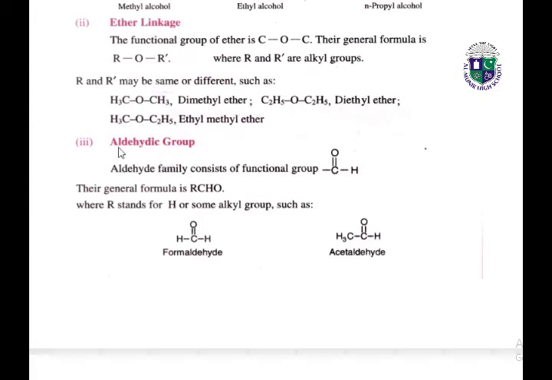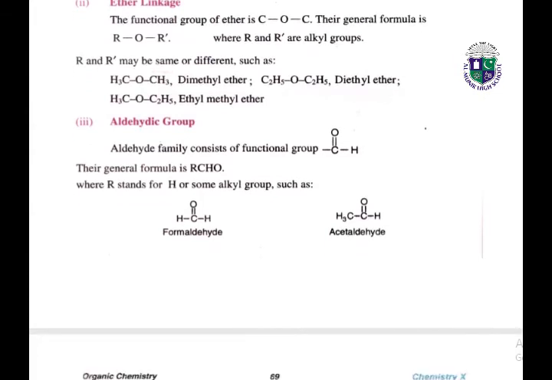The next group is the aldehydic group. The aldehyde family consists of the functional group with a carbon atom, single bond H, and double bond O. Their general formula is RCHO, where R stands for H or some alkyl group, such as we have formaldehyde and acetaldehyde, the examples of the aldehydic group.